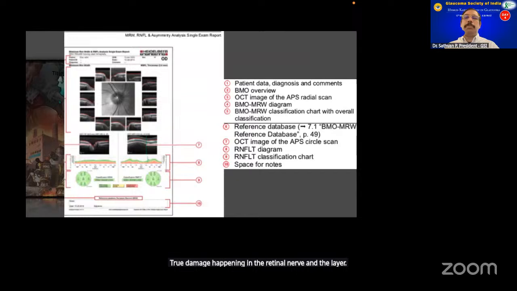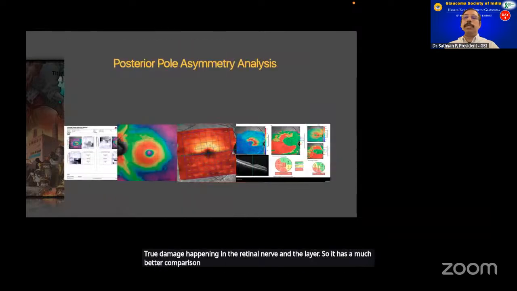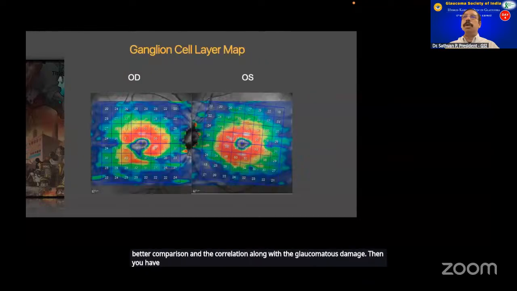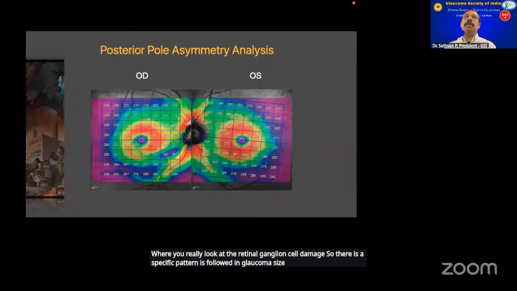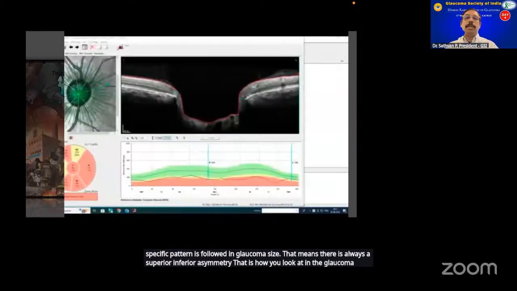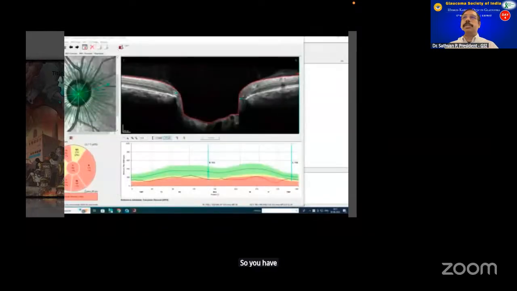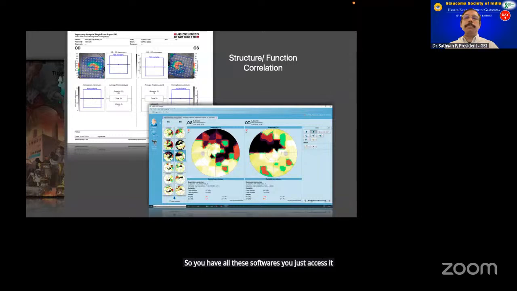So it has a much better comparison and correlation with the glaucomatous damage. Then you have something called the posterior pole, where you really look at the retinal ganglion cell damage. There is a specific pattern followed in glaucomatous eyes, which means there is always a superior-inferior asymmetry. That is how you look at glaucomatous eyes. You have all these software, you just access it on the desktop of your machine.